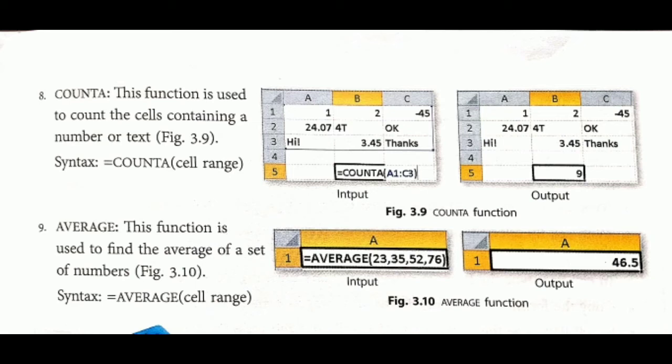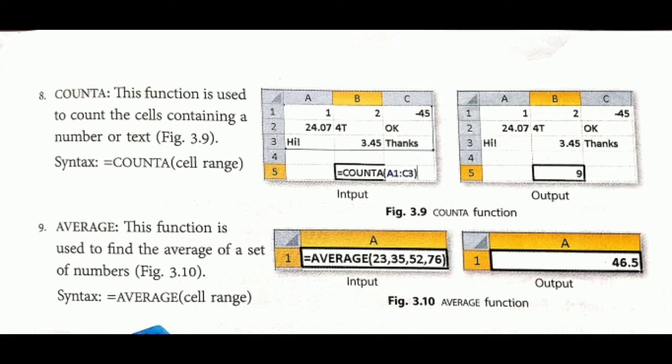See here in figure 3.9, in the input section, we have taken the cell range from A1 till C3. From A1 till C3, there are totally 9 cells in which numbers and text are present. So the output has been displayed as 9. Once again, the COUNT function is used for counting the number of cells that contain numbers only, and the COUNTA function is used for counting the cells that contain numbers as well as text.